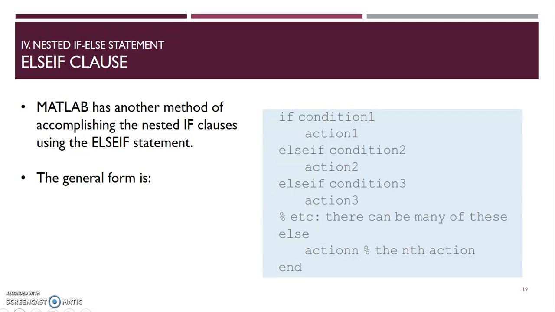You see that if condition 1 is true, then action 1 is performed. Otherwise, if condition 2 is true, then action 2 is performed. Otherwise, if condition 3 is true, then action 3 is performed. Finally, if none of these conditions are true, then the action N is performed, which has appeared in the else part.